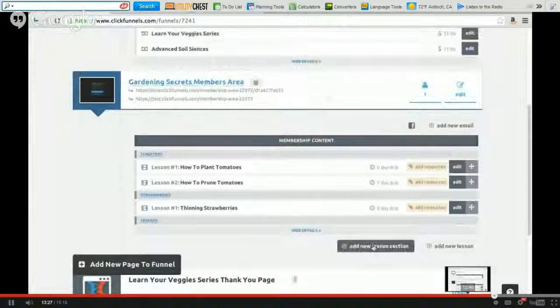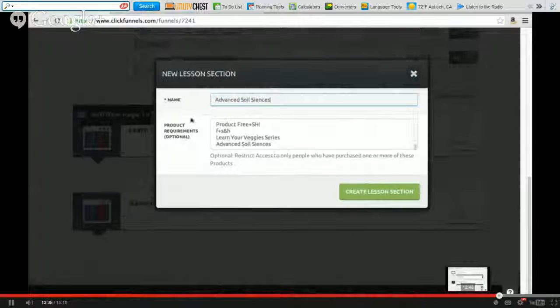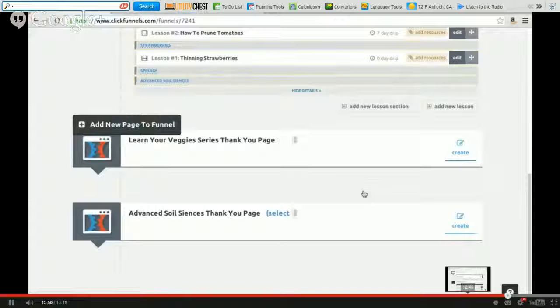It's simple enough to do if your membership area requires it. It's just by adding a new lesson section. So you name it, and then you tell it what product requirement, which means we're going to restrict access to only people who have purchased these products. So if they've purchased Advanced Soil Sciences, then they get this lesson section. So we're going to create that lesson. See how they set that all up. Now we're going to create a lesson.